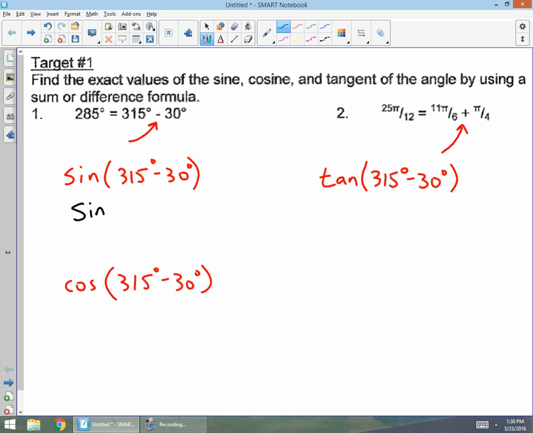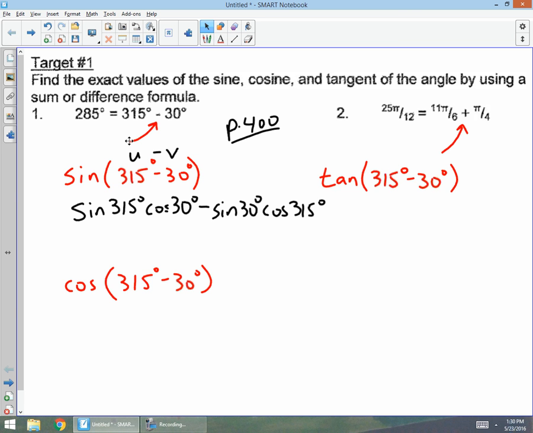Sine of u. Remember, this is u, and that's v. The sine of u, the cosine of v, in this case, is going to be 30 degrees. The sine is the same. The sine of 30 degrees and the cosine of 315 degrees. And again, page 400 is the place that is all sort of recapped.